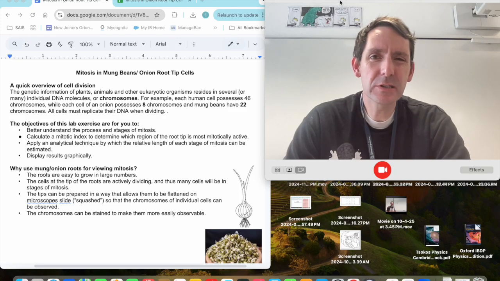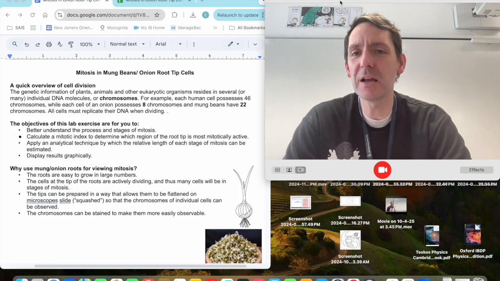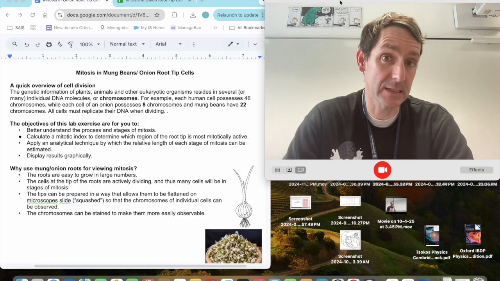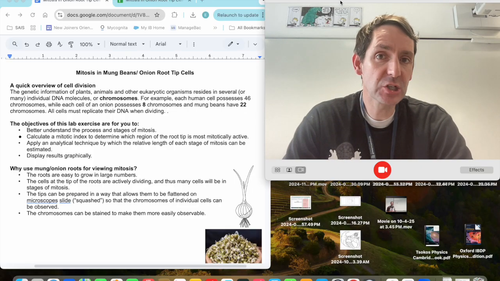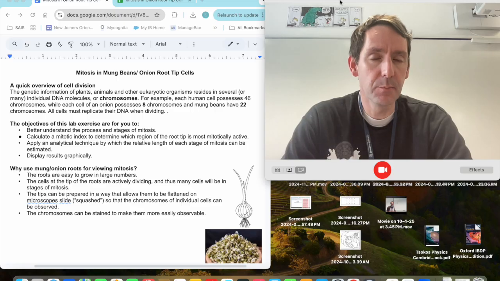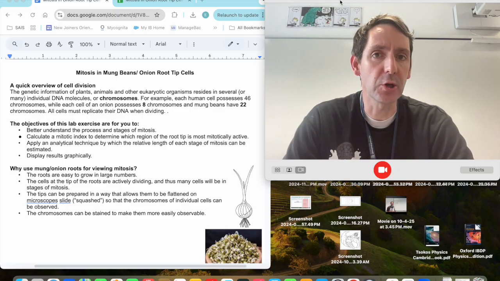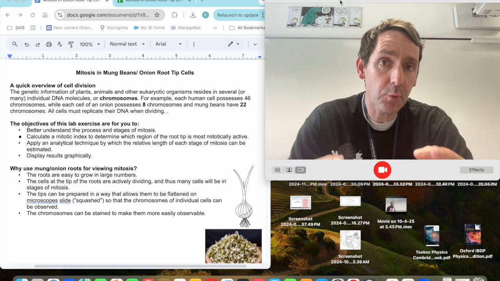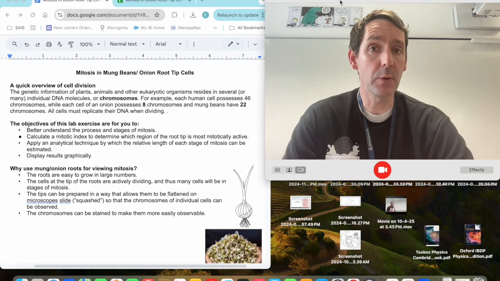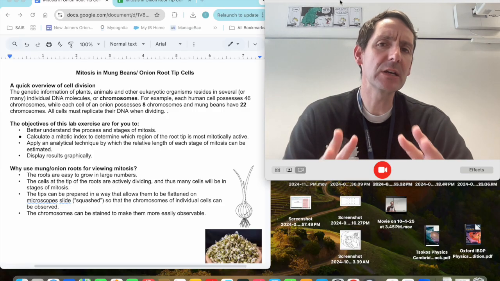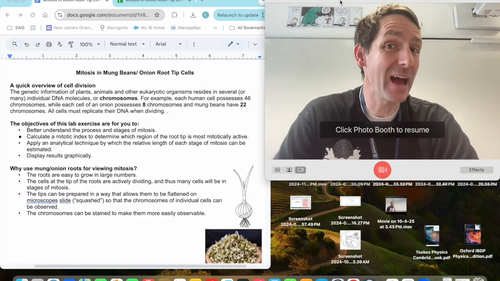Hi y'all. So today what I want to do is look at the onion root tip cell mitosis lab. Now, some of you actually got to do this in class, but most of you didn't get to the point where you could carry out the lab. So I'm going to do a quick summary of what we did in the lab, or what we had hoped to do, but the main focus here is being able to do the data analysis.